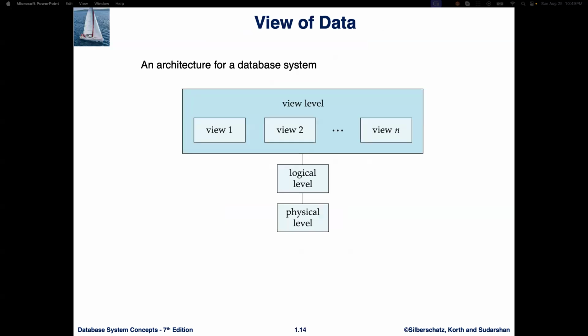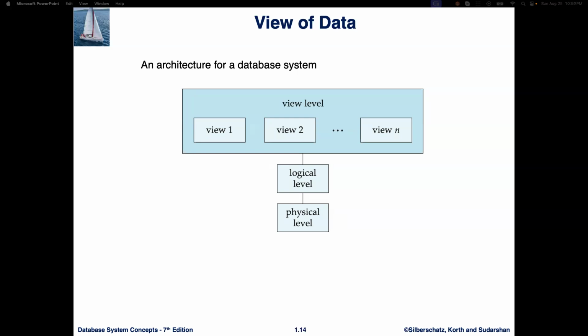So the view of the data, understanding how data is organized and managed in a database system requires us to look at different levels of abstraction. This diagram represents a typical architecture for a database system, highlighting three levels of data views: the view level, the logical level, and the physical level. Let's explore each of these levels.